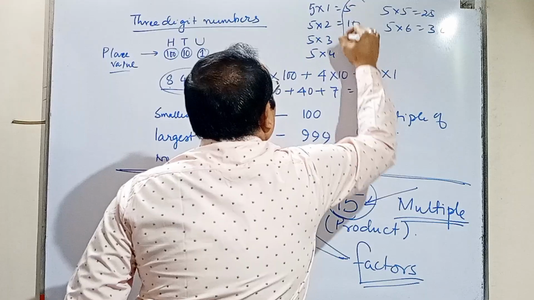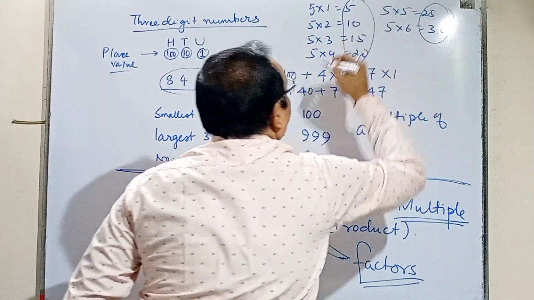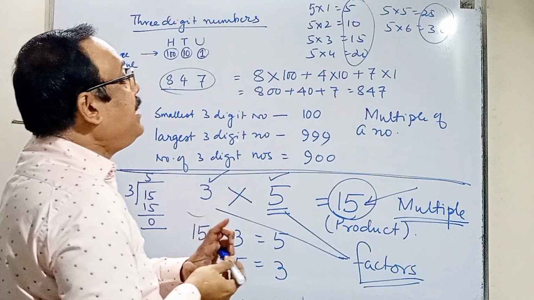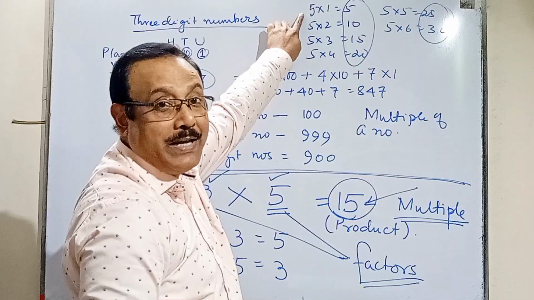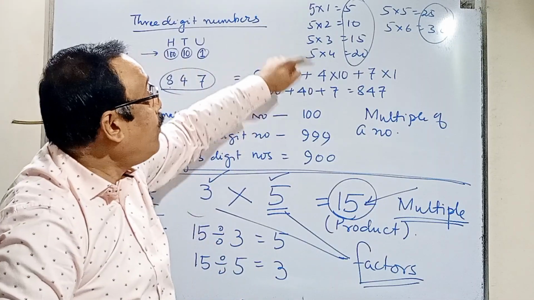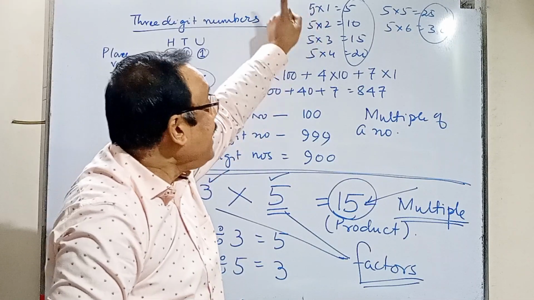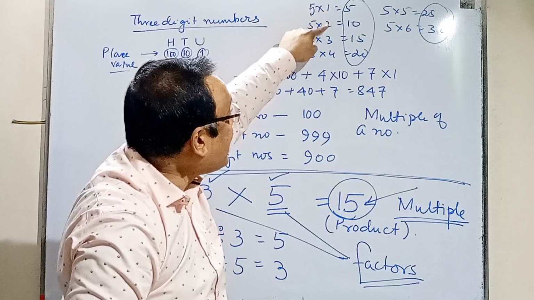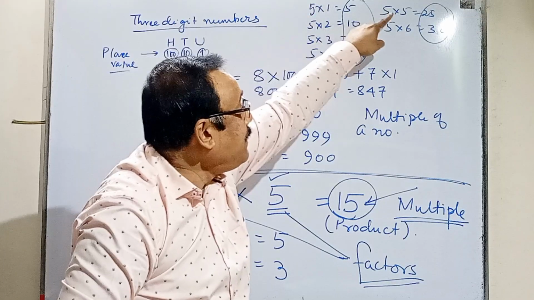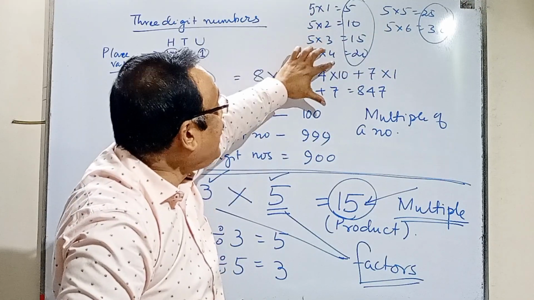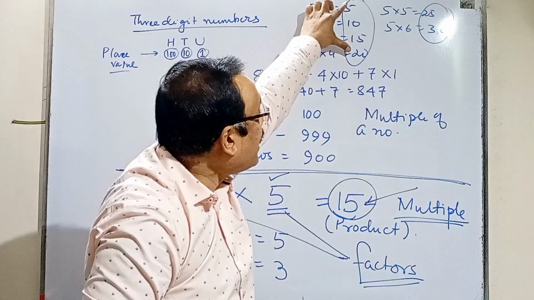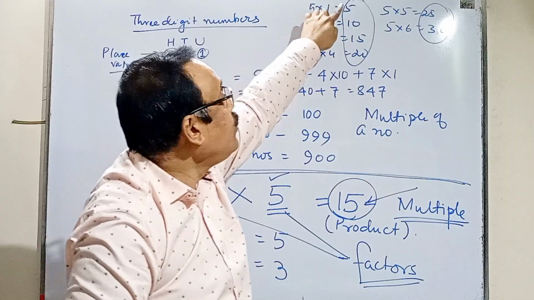That means these values 5, 10, 15, 20, 25, 30 are all multiples of 5. That means if I want to find out the multiples of a number, then that number is multiplied by the natural numbers 1, 2, 3, 4, 5, 6, 7, 8. Whatever products we get are also called multiples.